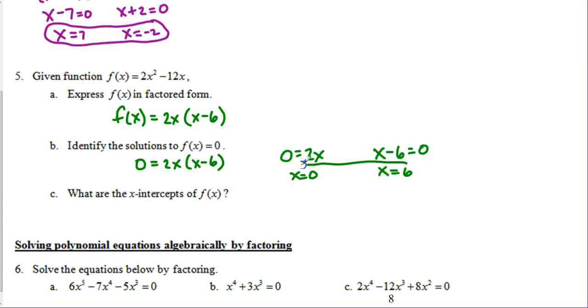Okay. Now let's make another connection back to the graph. What are our x-intercepts? If we were to graph this, well, what are the places where y would equal 0? Those are x-intercepts, right? Well, we just solved for that. We just solved for when f of x, or y, equals 0. So our x-intercepts would be the points (0, 0) and (6, 0).